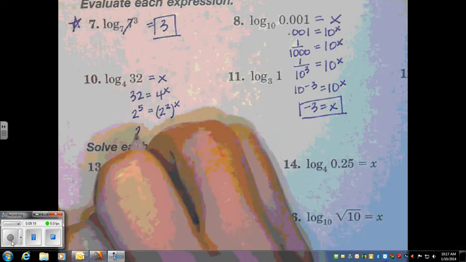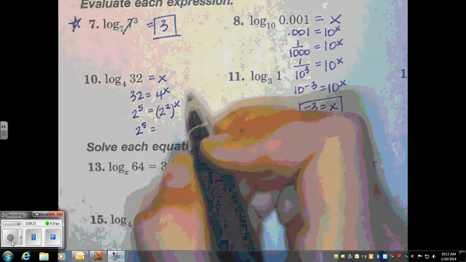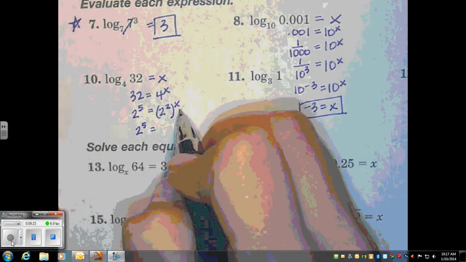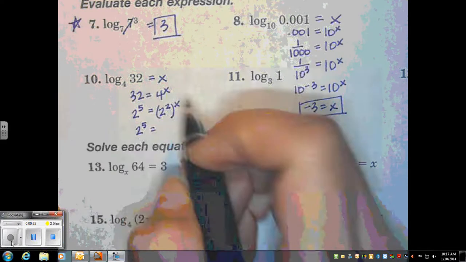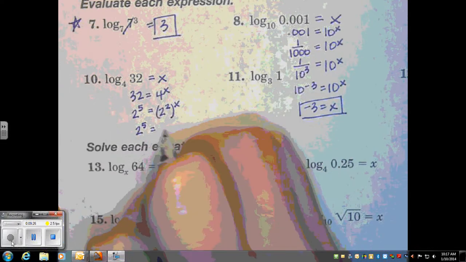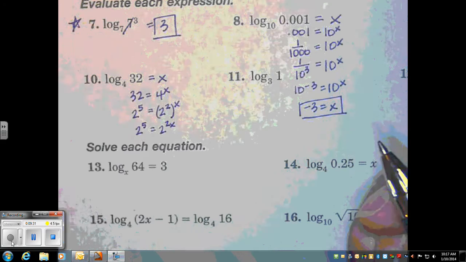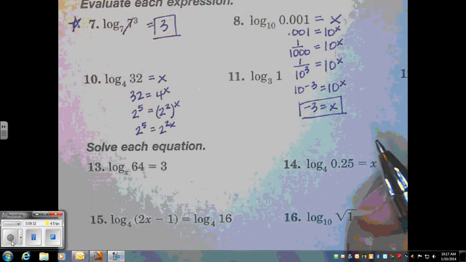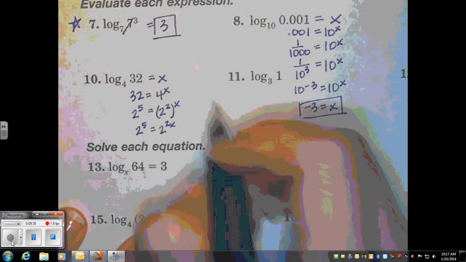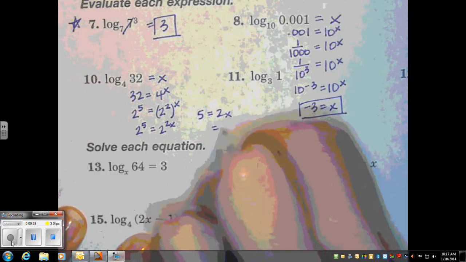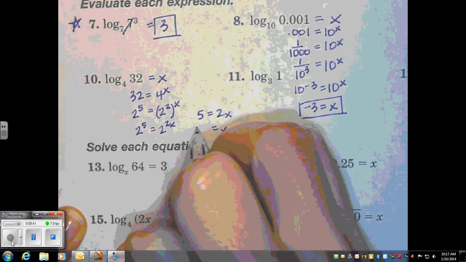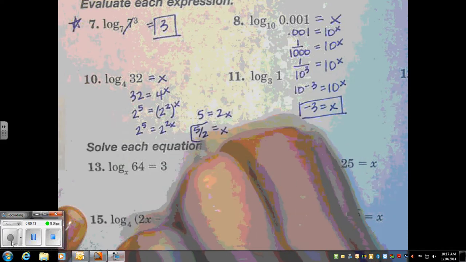So I have 2 to the 5th equals, what happens when I have a power to another power? You multiply them. So I have 2 to the 2x. So what do you think I write next? 5 equals 2x. Good. Set the exponents equal to each other. Divide both sides by 2. And we get 5/2.